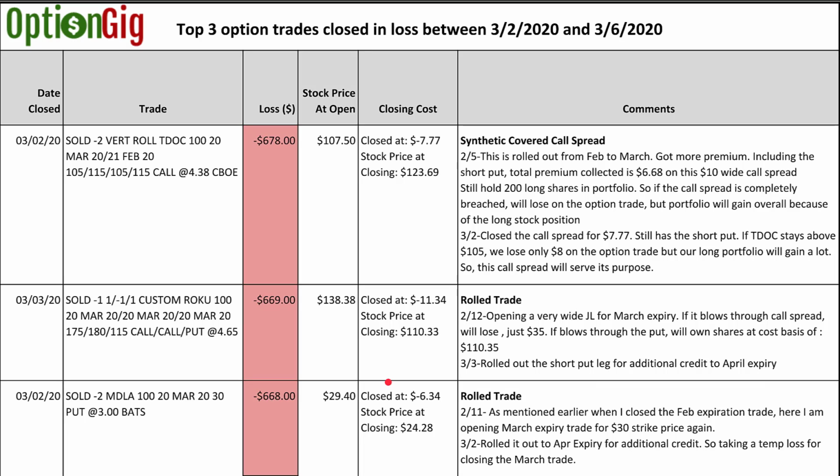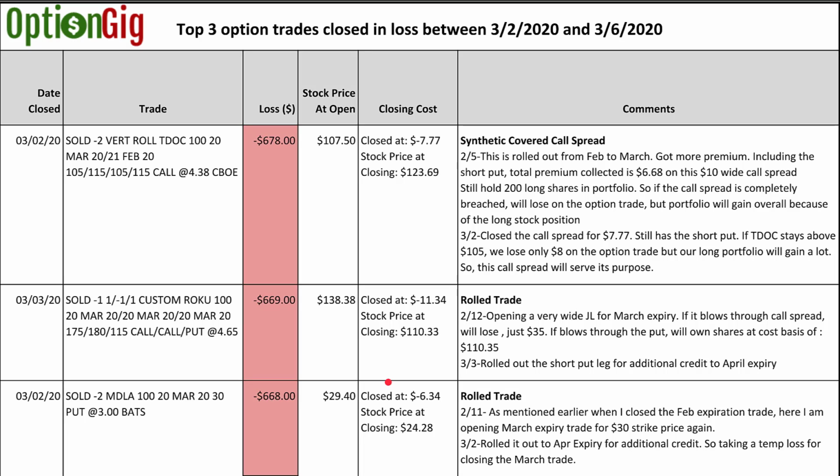So even if it blows through my call spread, meaning it goes beyond $115, I would still be okay. I am losing on this option trade, but my long portfolio will gain much more than what I'm losing on the option trade. That's exactly what happened. As I said earlier, Teladoc shares blew through the roof. It went all the way up to 136, then came back down to $123.70. The call spread is $10 wide, but when the share fell back to $123.69, there was still some extrinsic value left in it, and I was able to close the trade for $7.77.